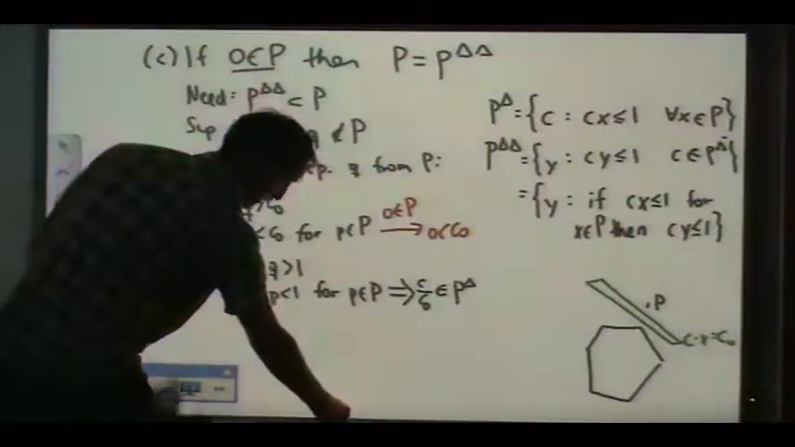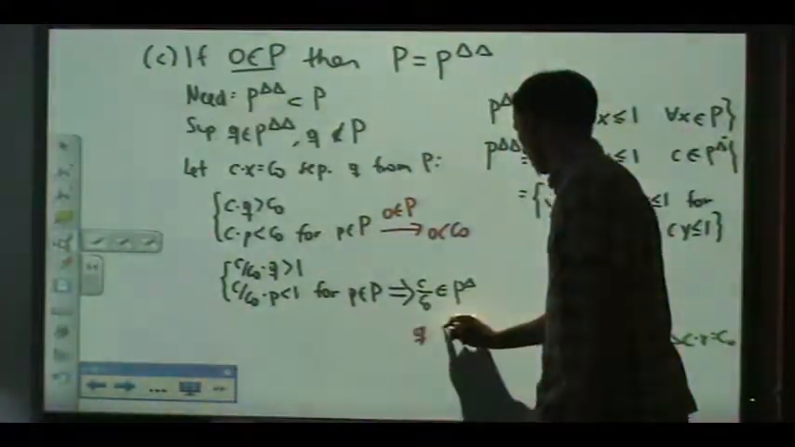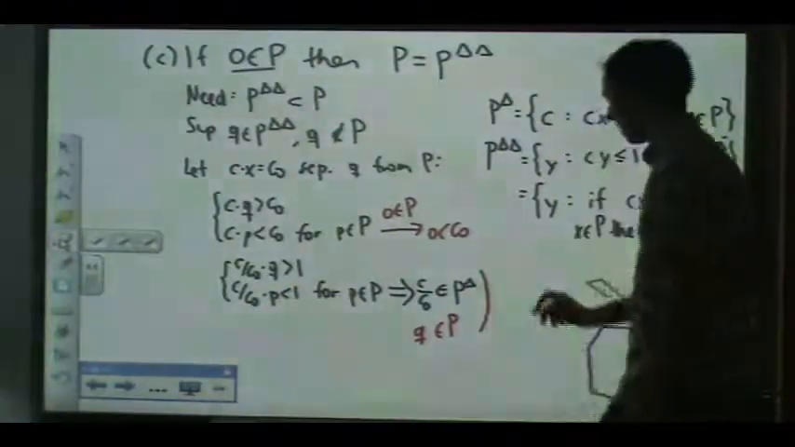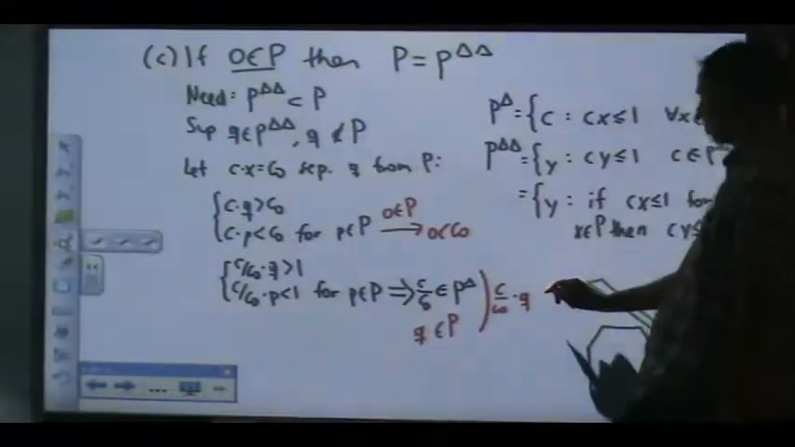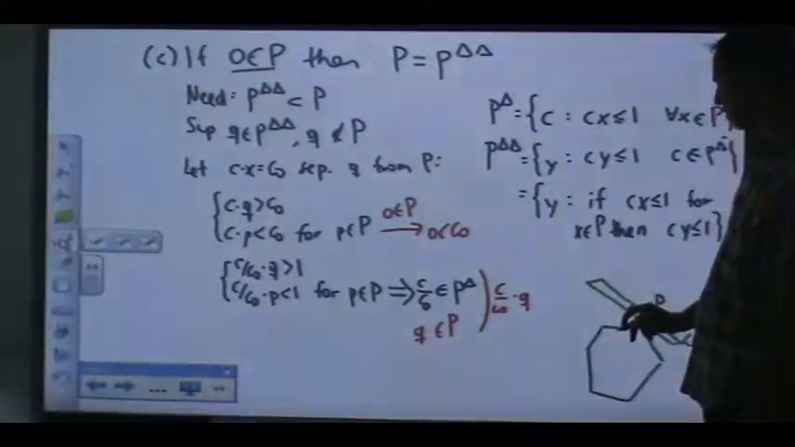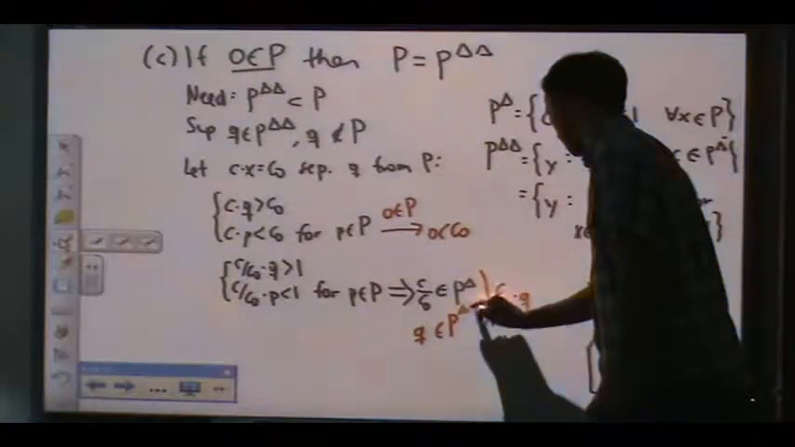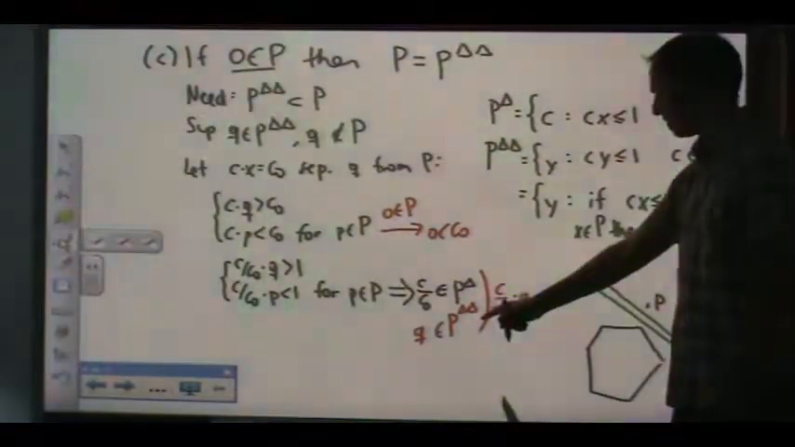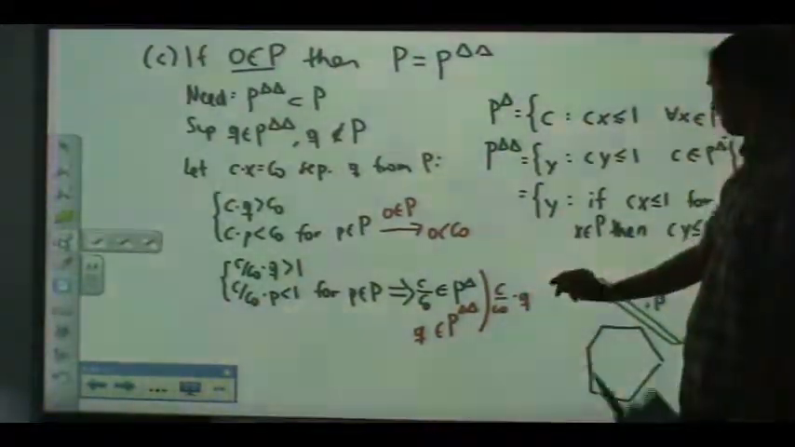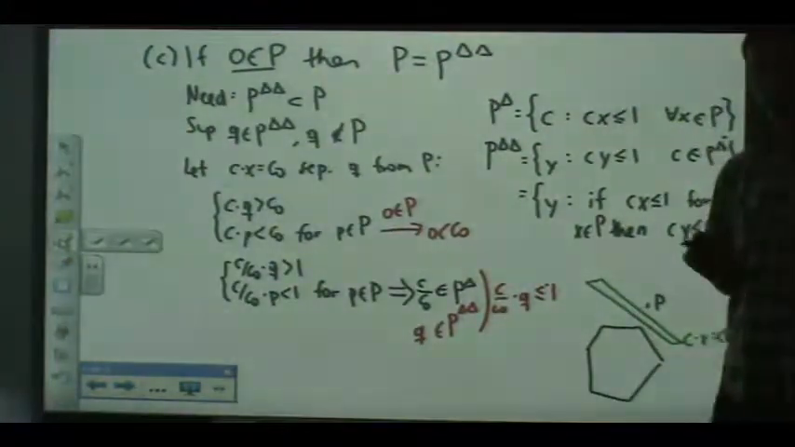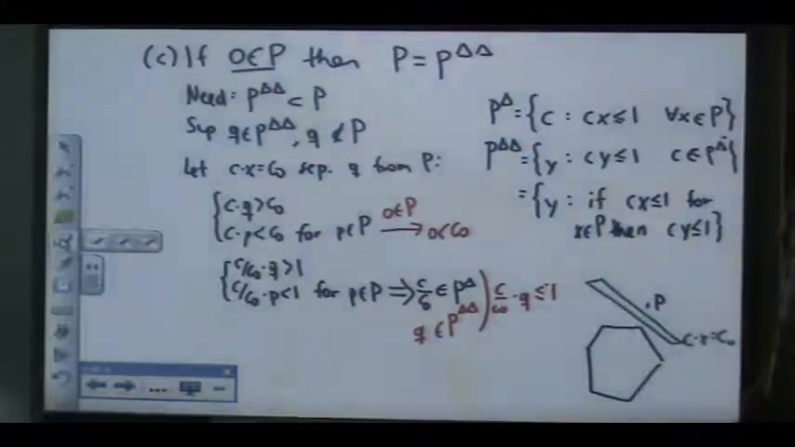Let me spell it out a little bit more. C over C0 is in the dual, and Q is in P double dual, and these imply that C over C0 dot Q is less than or equal to 1. So it's less than or equal to 1 and it's bigger than 1. That's my contradiction. So that's the proof.